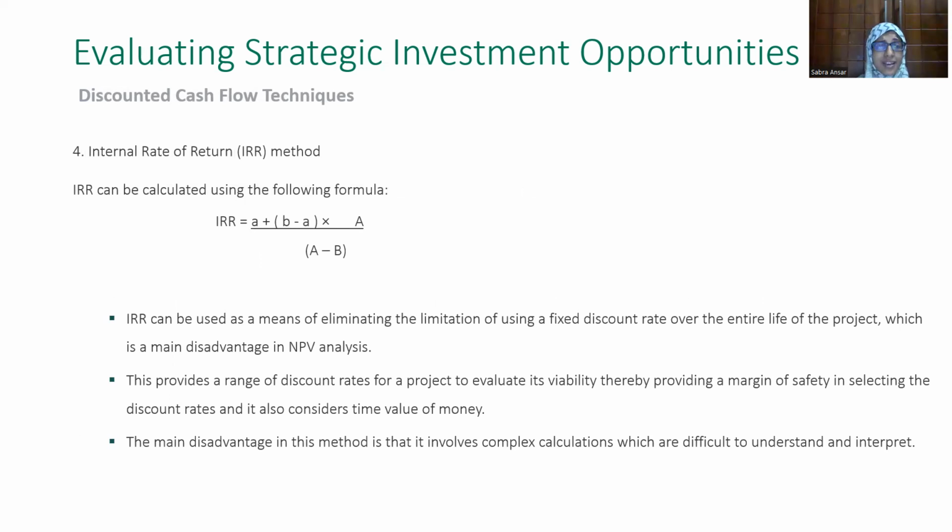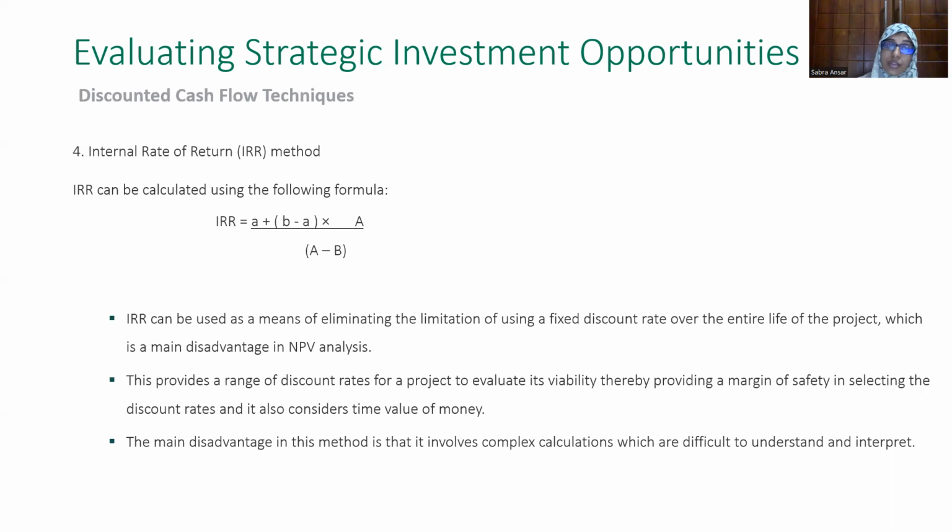So according to this method, now why do we calculate IRR? I didn't explain that to you, right? We just did a sum, and now let us try and understand why we calculated IRR. IRR can be used as a means of eliminating the limitation of using a fixed discounted rate for the entire life of the project, which is a main disadvantage in NPV analysis. Before, we did the NPV, and we even took the profitability index to identify whether the NPV amount is high. However, we were using a fixed discounted rate, right? Can we be 100% sure that the discounted rate is fixed? No, it's not. Especially in a period of 5 years, it could differ. So that is a main disadvantage of NPV analysis.